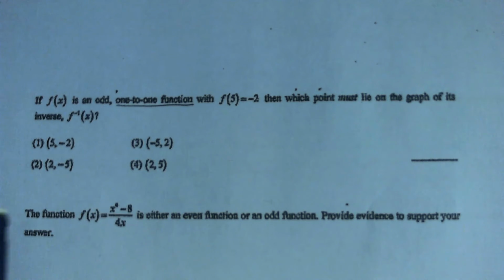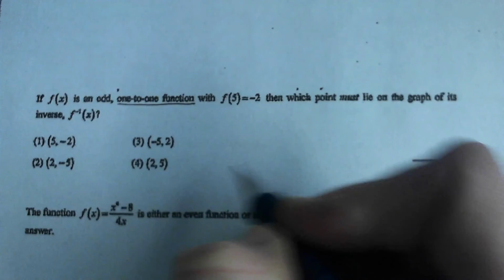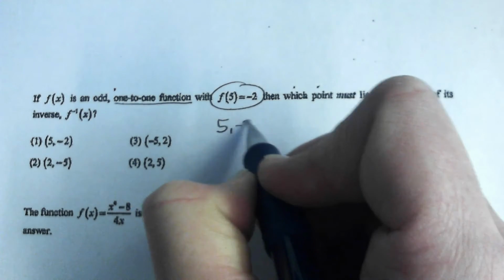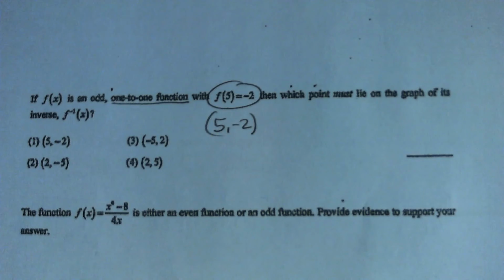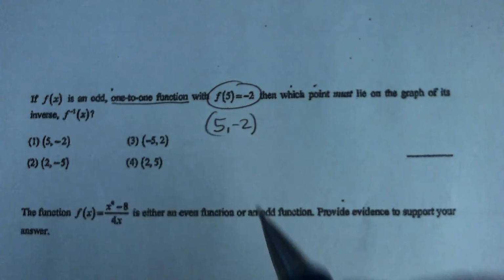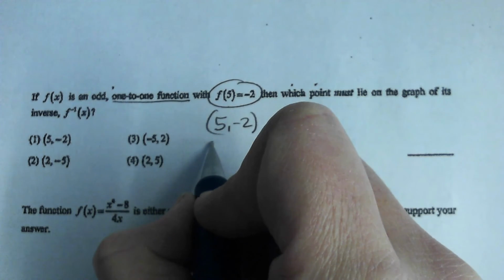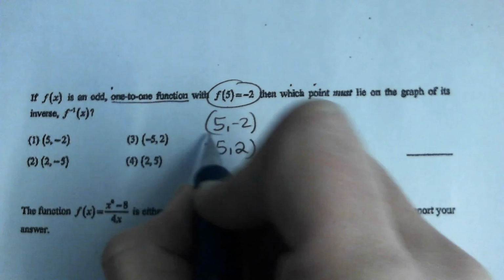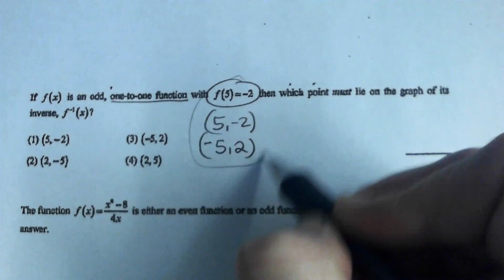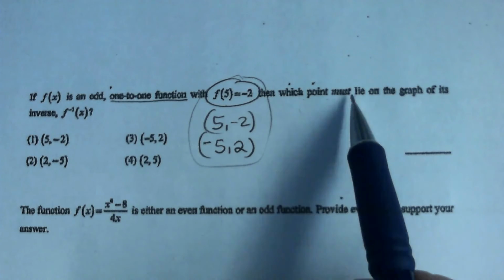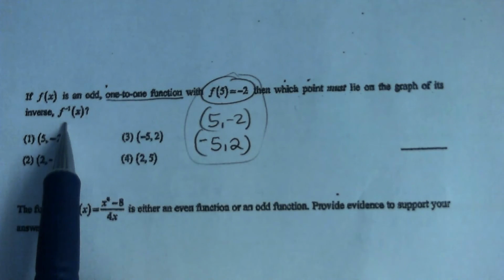So f of x is an odd function with 5, negative 2. Let's first start by talking about the odd part. Based on what we just did on the other side, if 5, negative 2 is on the graph, what other point is on the graph if it's an odd function? Right. So that's the original function, right? They're asking us which point must lie on the graph of its inverse.